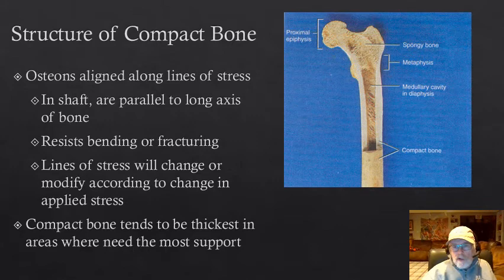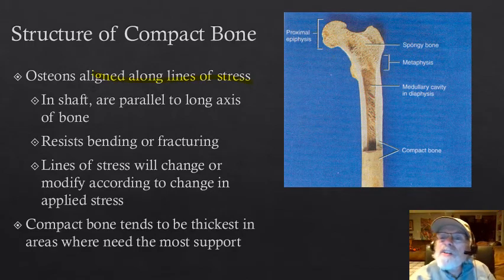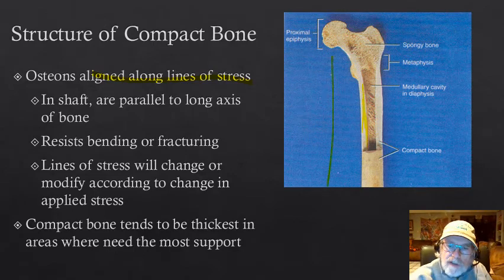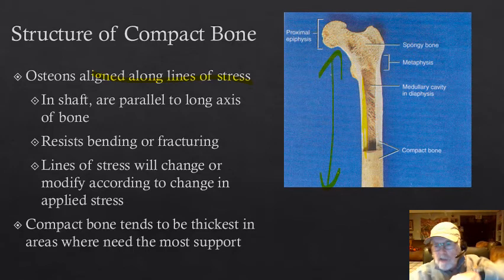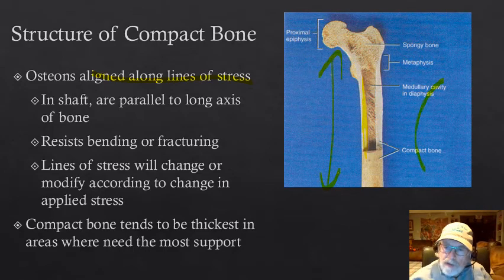I mentioned this before, and I should mention it again: the osteons are aligned according to lines of stress. It's hard to see, and we'll see this a little more when we show some radiographs. It's easier to see radiographically than on bone this way. What happens is the osteons in the shaft are aligned parallel to the long axis. So if the long axis is running this way, the osteons line up parallel to it, and that resists bending or fracturing better. If they went sideways, they'd pull apart as the bone bent. If the bone starts out straight and you try to bend it this way, it's going to crack across that area.